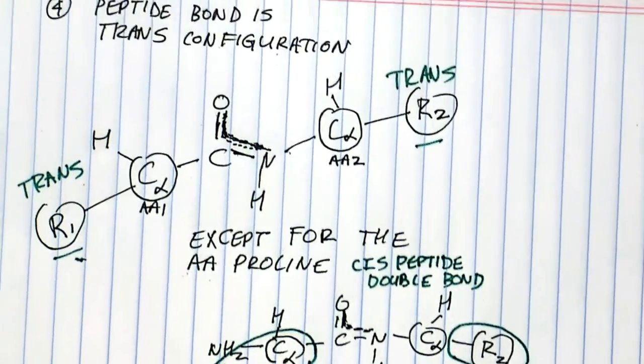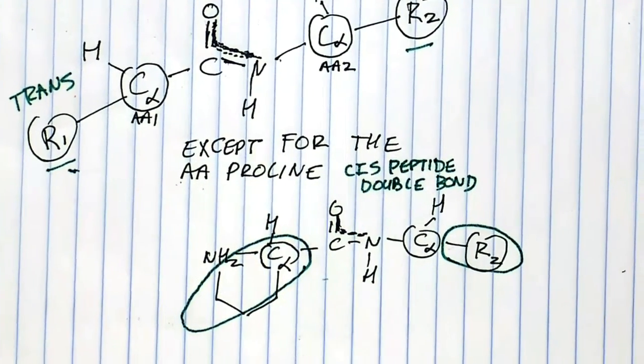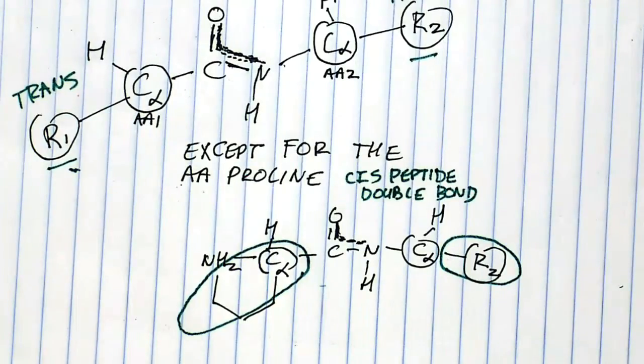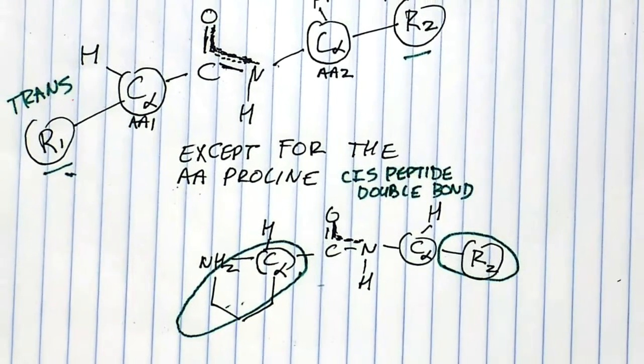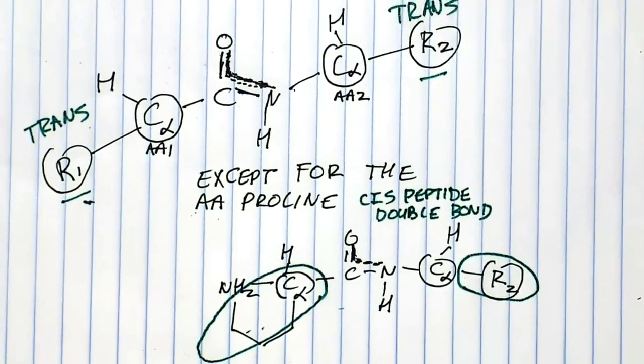So peptide bonds are going to be in the trans configuration, except for proline. Proline has a cis peptide bond. That is, proline would have its cyclic atoms, and proline does not have an R group, so please be cognizant of that, on the same face as the second amino acid to which it has a peptide bond. So, cis peptide bonds for proline.